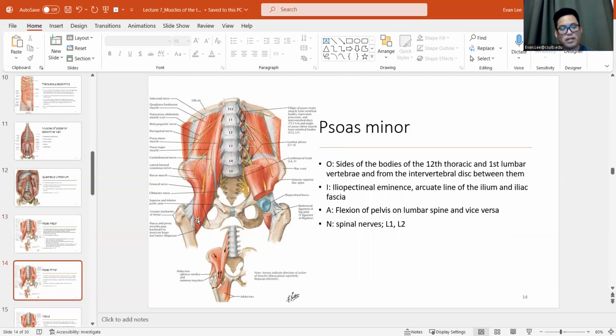But it does have other functions, which we've talked about previously. Now the psoas minor, same thing, but you can see it is a smaller muscle along the psoas major, and basically as its name suggests, the small little one, going past the iliac crest from the lumbar vertebrae again.